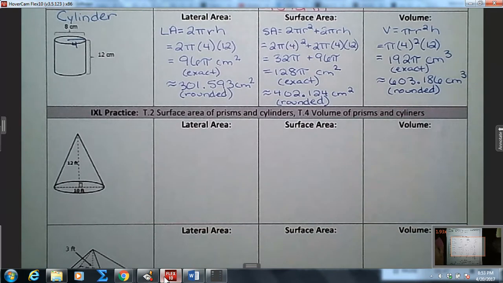Anytime your formula has pi, it's really good to be able to answer in both the exact measurement and the rounded measurement.